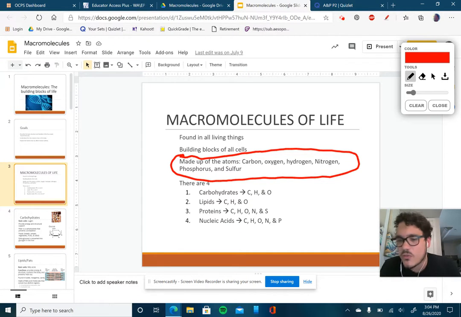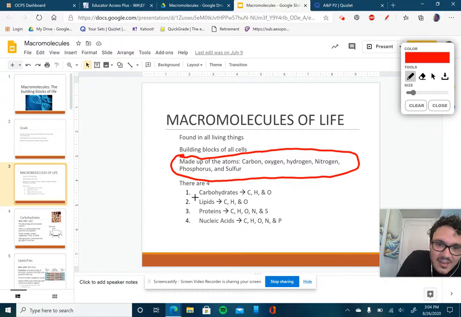Nitrogen, phosphorus, sulfur, those are typically more earth-based compounds. Nitrogen can be found as a gas as well, so we do breathe in nitrogen, right? But as I mentioned, these are all the essential materials. Now, those materials end up creating these four: we have our carbs, we have our lipids, we have our proteins, and we have our nucleic acids.